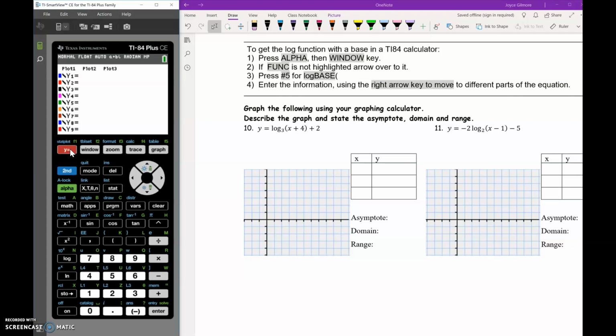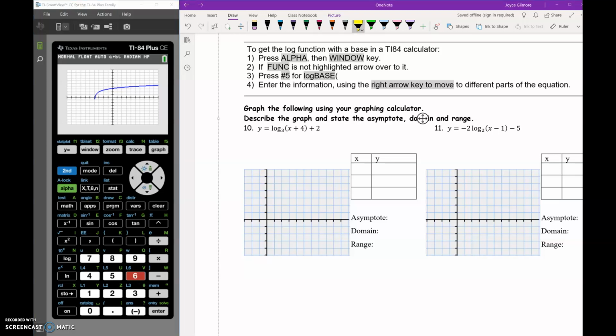To type in log base 3, you're going to push alpha window, and this thing will pop up, and option number 5 is log base. So you click number 5, and then it gives you this template to fill out. So we want the log base 3 of x plus 4. Your parentheses are there, so just move outside of your parentheses. And then plus 2. The first time you graph, I want you to do zoom 6 just to reset your graph in case things have changed.